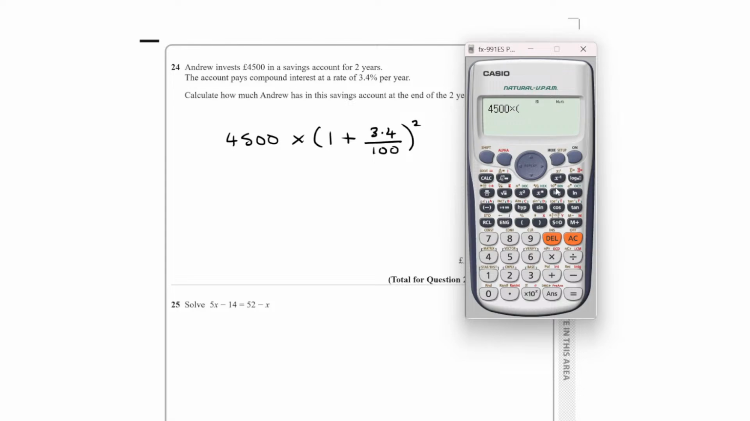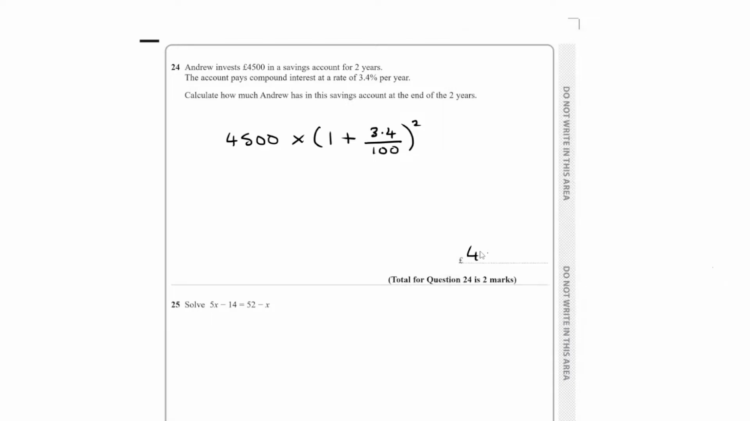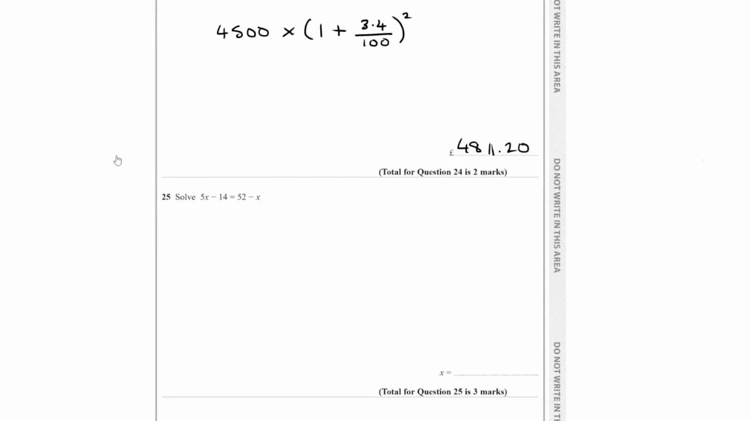4,500 times 1 plus 3.4 over 100. That just makes it a decimal, doesn't it? Squared. And there you are. You've got £4,811. I would say 20. Let's put 2 decimal places because it is money, isn't it? £4,811.20. Yeah. That's literally it for compound interest. That's really straightforward. If you can just find the formula on your formula sheet, you can just sub in the values.